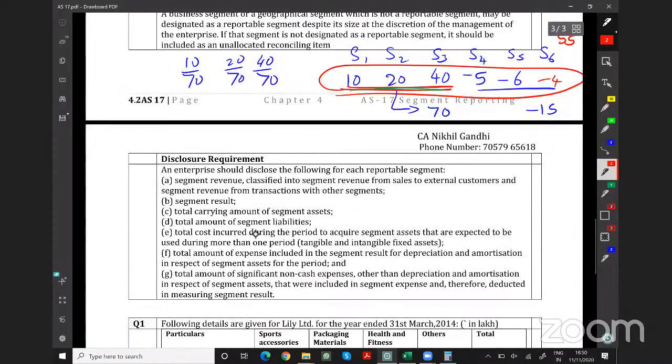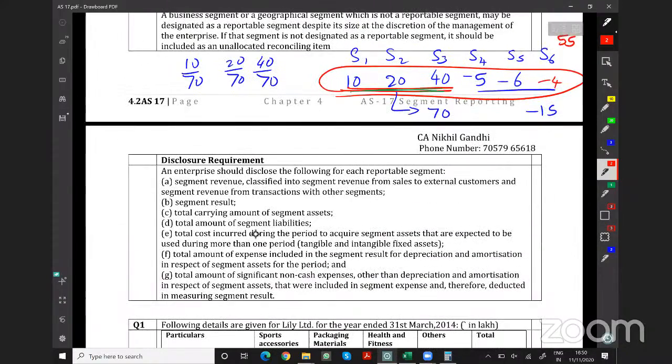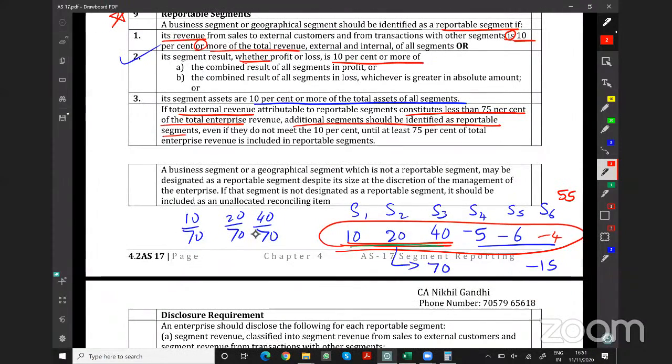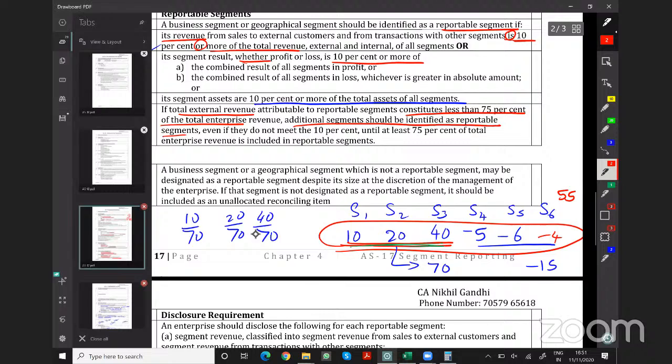These are few disclosure requirements which are very easy. So we will jump to our next accounting standard now, which is accounting standard 18, which is our related parties.